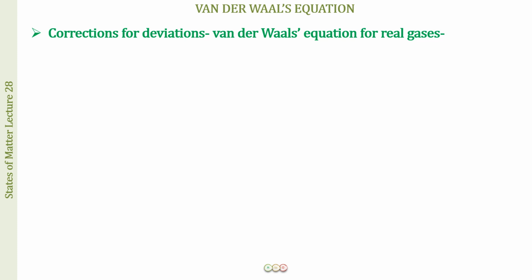Now that you have a clear understanding of the faulty assumptions of the kinetic gas theory, let us move on and understand how van der Waals tried to correct for the deviations that he saw for the real gases, and then ultimately reach the derivation for these real gases. Fine. And when we see the corrections that he made for the deviations, there are going to be two types of corrections.